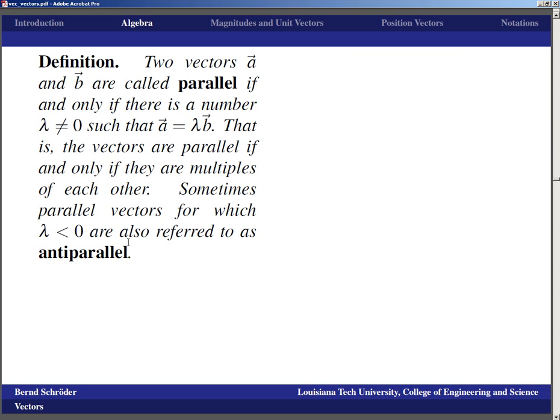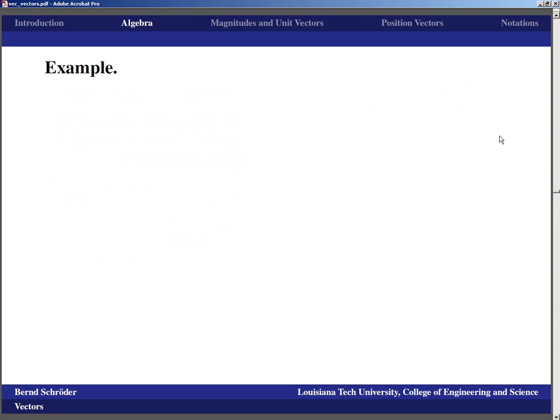Sometimes parallel vectors for which lambda is smaller than 0 are also referred to as antiparallel, because basically if we've got two vectors like this, they're called parallel. One is a multiple of the other. If they stand like this, then the long vector is still a multiple of the short vector. It's just that you need a negative factor, and that's what we sometimes call antiparallel. And then, of course, there's also a situation where this vector is not a multiple of that vector, and we call that not parallel.